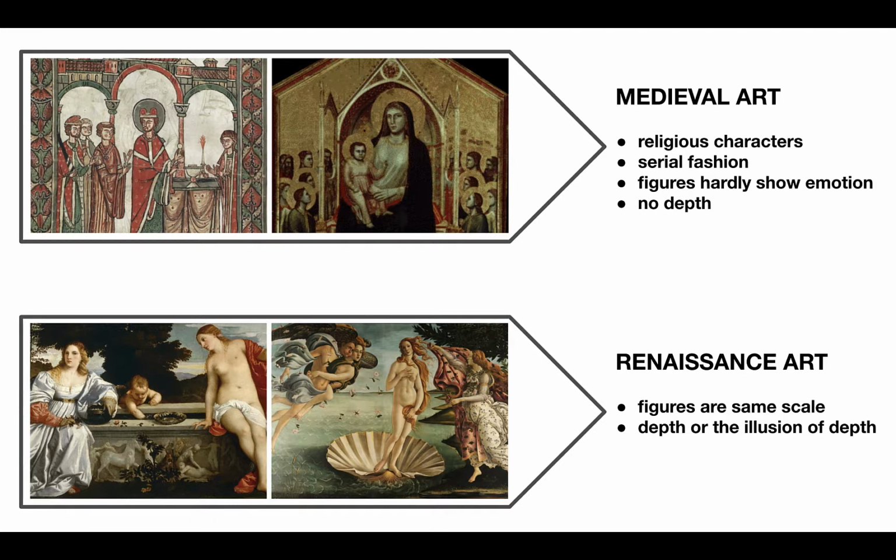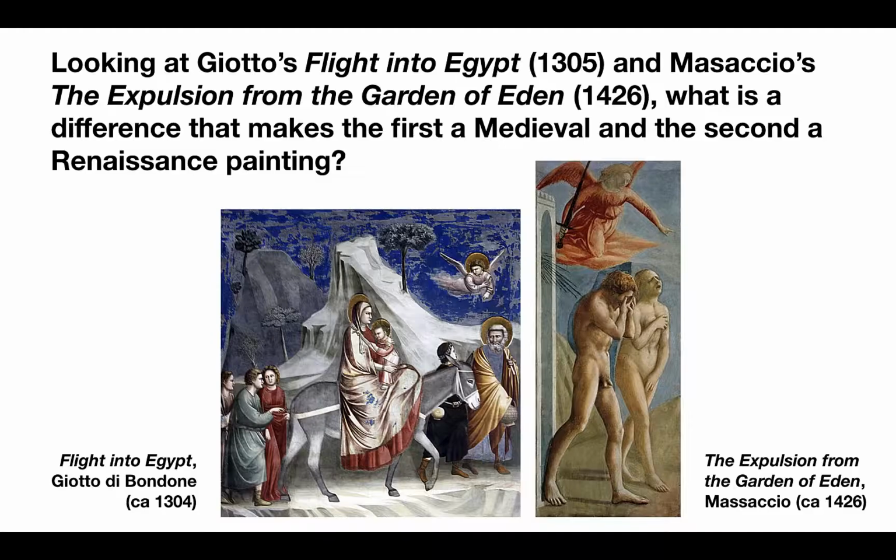In the Renaissance, we have more emotion being shown. The figures are the same scale. The illusion of depth is obviously present. And then we also have a different organization. If we look at these two paintings, the one on the left is from 1304, which is in more of the medieval style, and the one on the right shows beginnings of our Renaissance style.